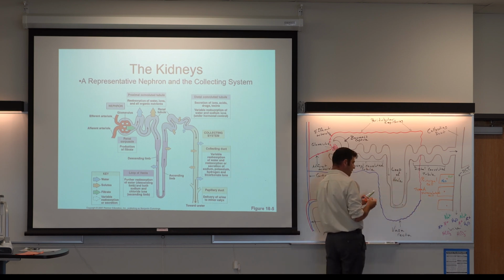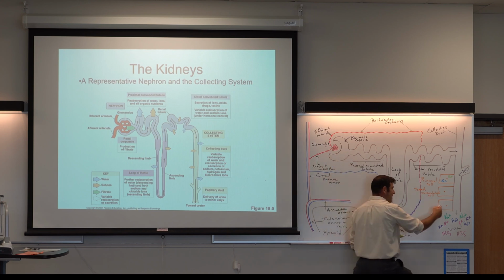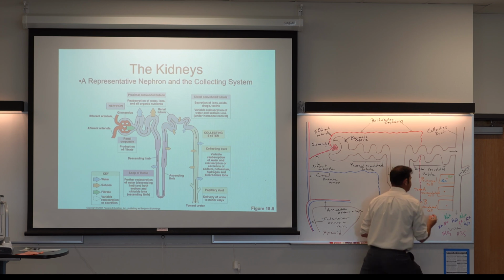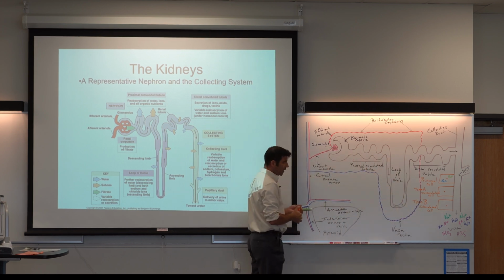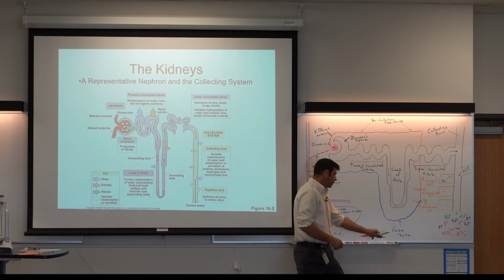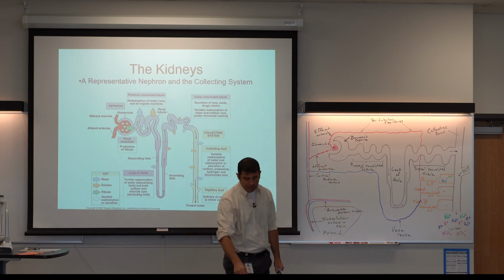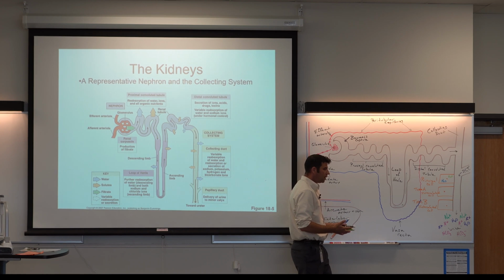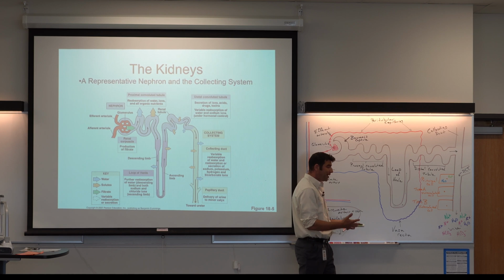Type A intercalated cell, and the second one is a type B intercalated cell. These principal cells, type A and type B intercalated cells, we can see line the distal convoluted tubule and collecting duct. The latter two, the intercalated cell type A and type B, are going to play a role in helping the blood regulate whether the blood is too acidic or too basic.